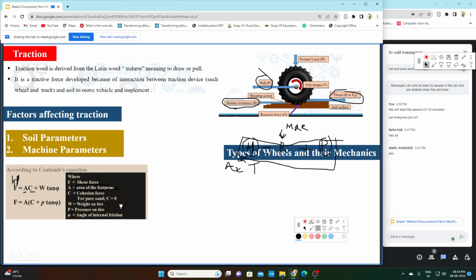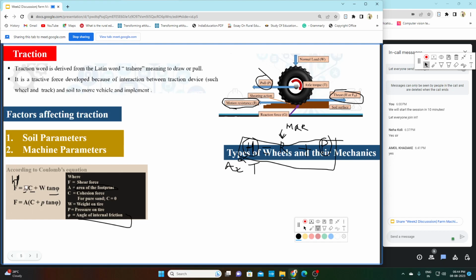What is W? W is the weight coming on the tire, and tan phi is the tangent of the angle of internal friction. Again, internal friction is a soil property. So in this equation you can see we have one output, that is the thrust or F. So this H or F equals to, there are four inputs: one is A, second is C, third is W, and fourth is phi.